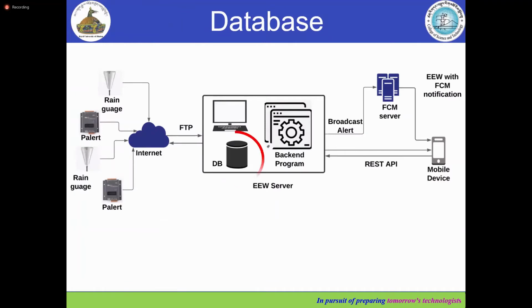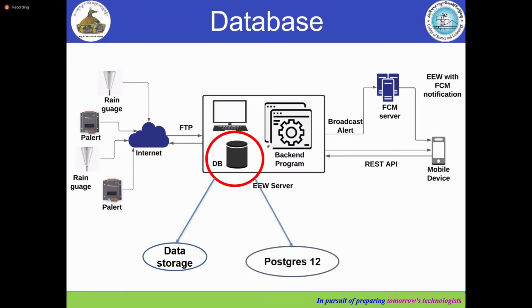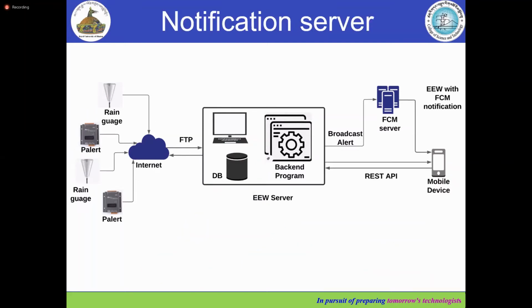Now the database. A database is employed for data storage of all the migrated data from the flat files. PostgreSQL is a relational database and it is used for data storage in this project. Notification server. For the purpose of push notification, FCM, which is Firebase Cloud Messaging, was employed.